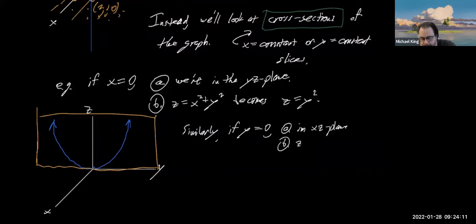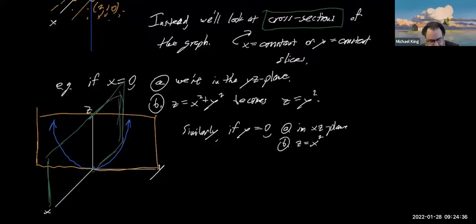And z equals x squared plus y squared, which is just x squared now. And so this is going to be harder to draw, but we've got something like this. Is that making sense for that slice there?